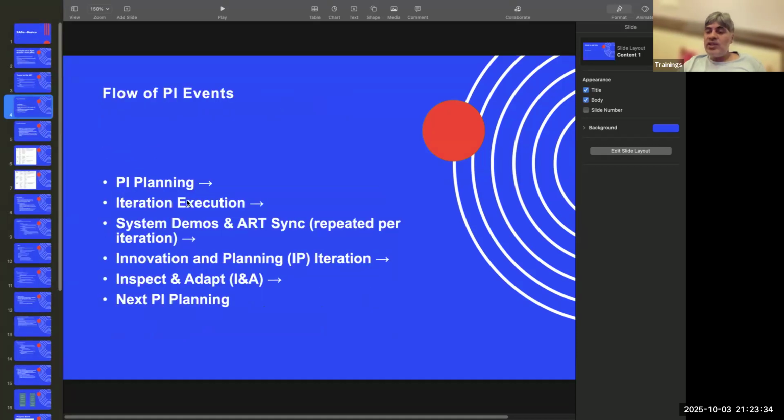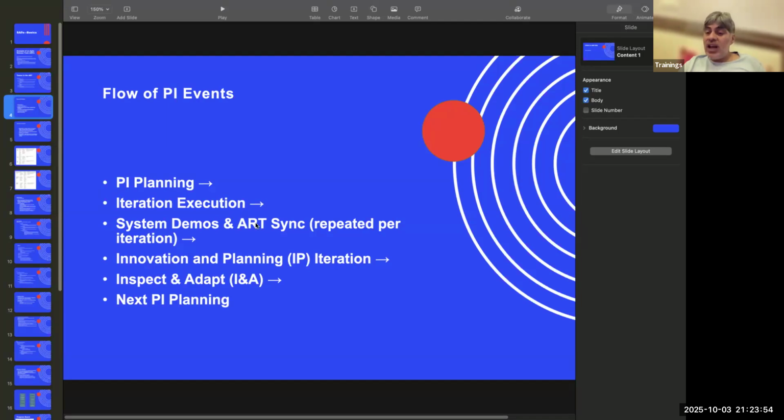Now the iterations will start. After the PI planning, your 4 iterations or 4 sprints will start. After each sprint, there will be a system demo. If you have, in the program board, a feature which is to be delivered, you will deliver that.